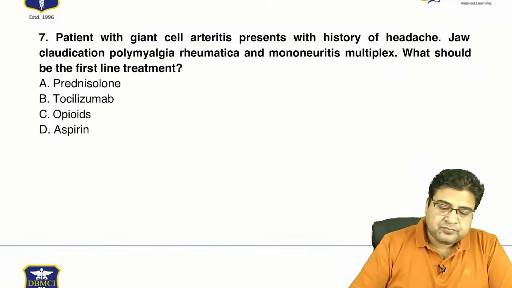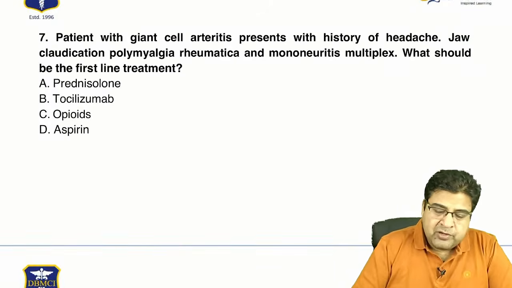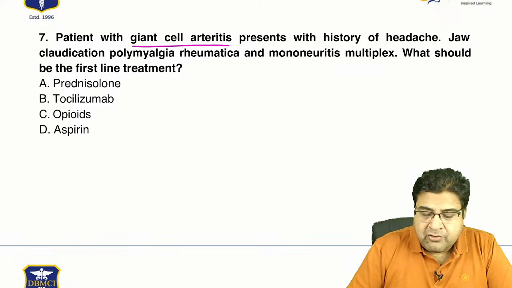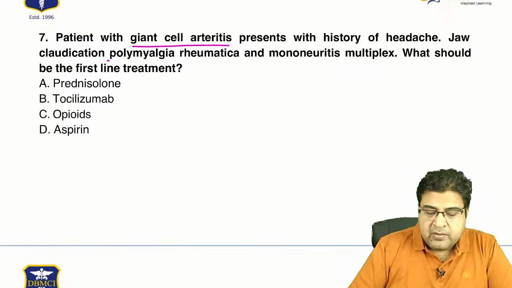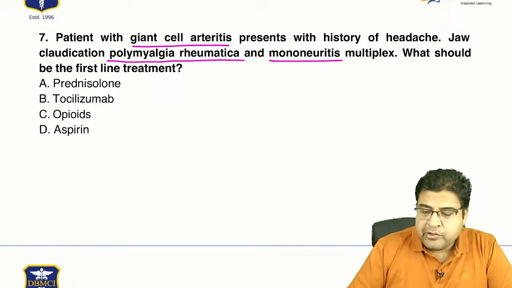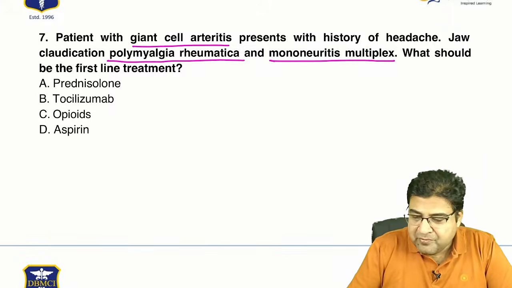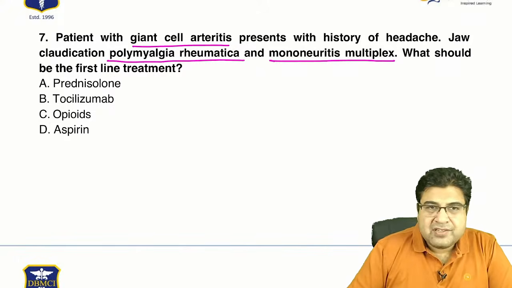Question number 7. Now this is a fact-based question. Patient has giant cell arthritis, having some polymyalgia rheumatica, mononeuritis multiplex. Now, what should be the first line treatment?